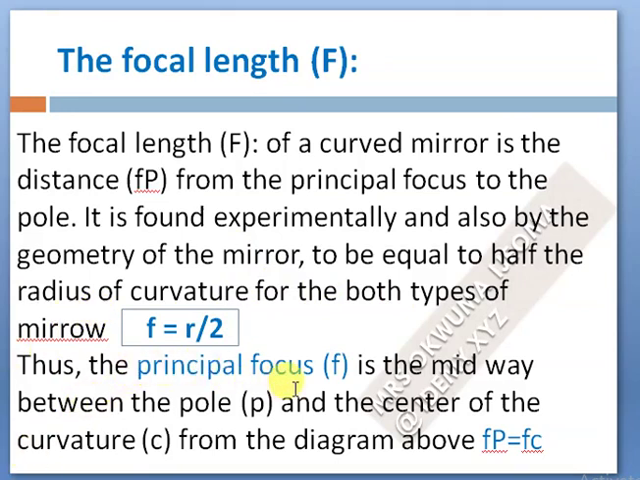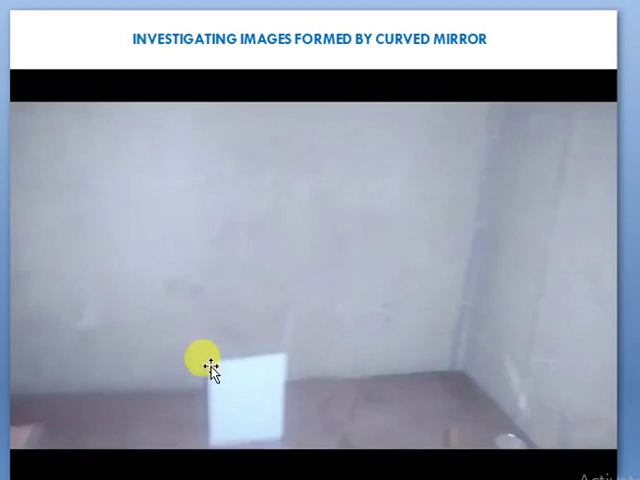Now, the principal focus is midway between the pole and the center of curvature. So from the diagram, you find out that your F will be equal to R over 2. Meaning that your FP will be equal to FC. Now, let's look at this.